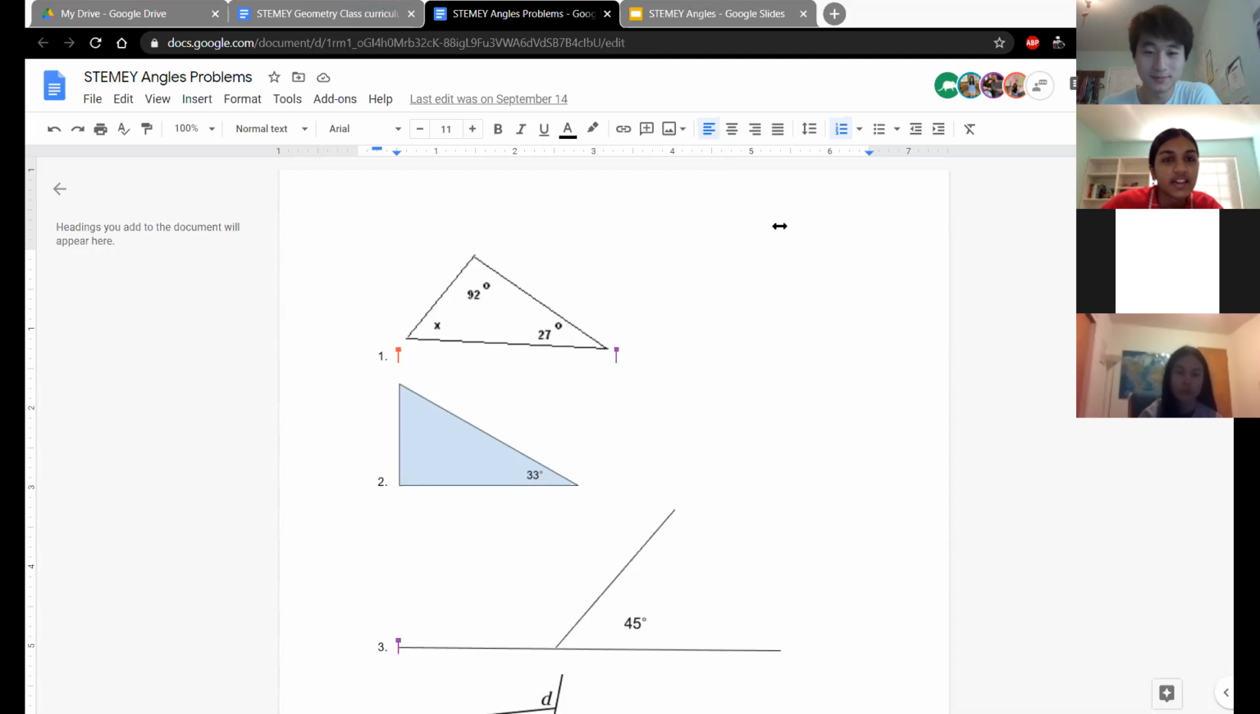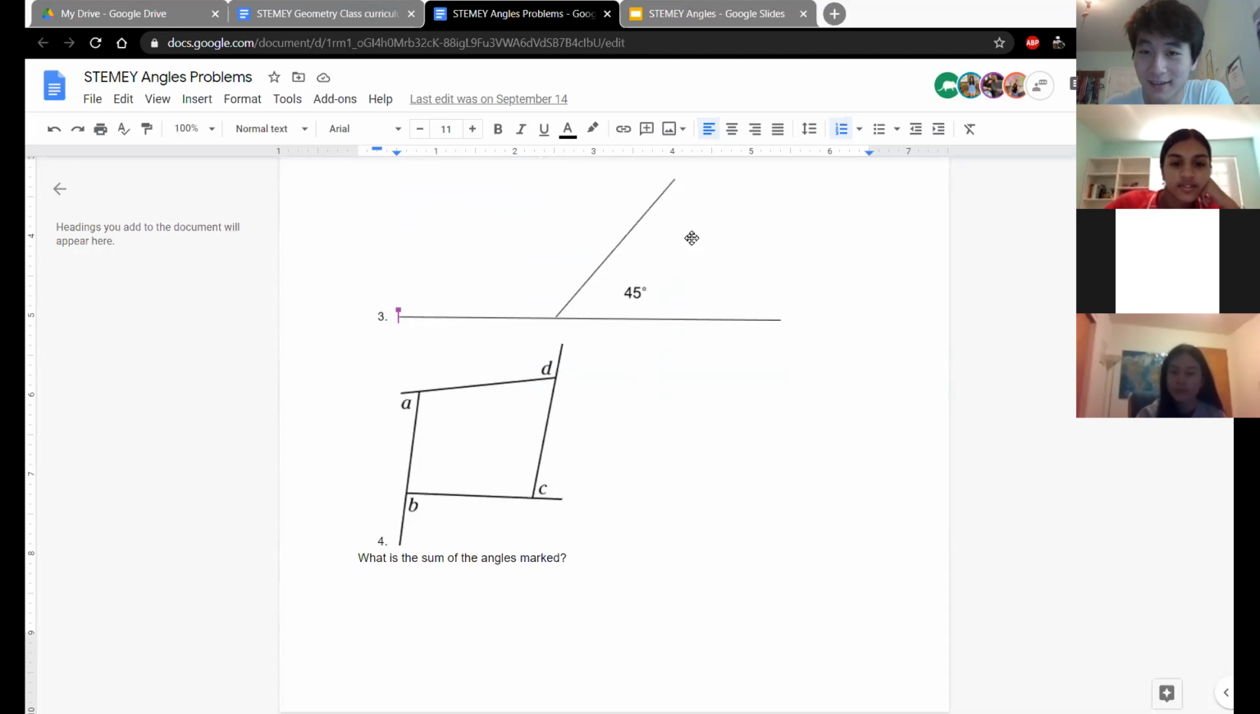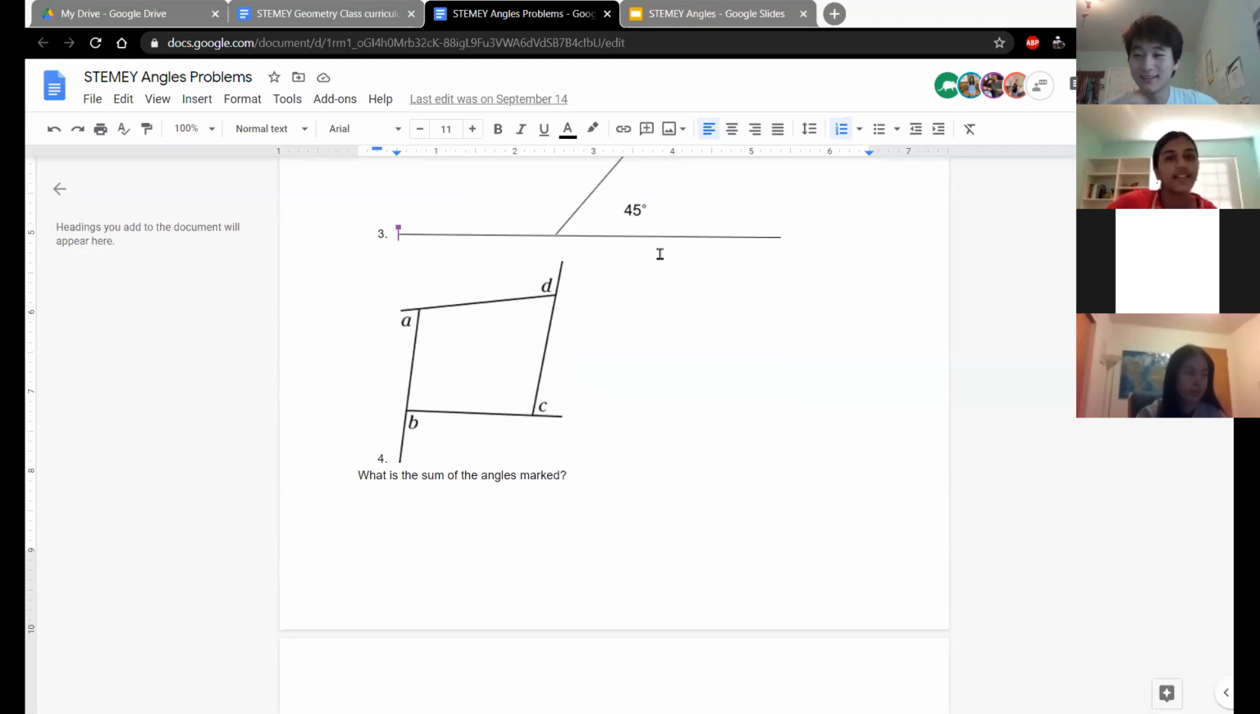Okay, good job. You guys really got it. Same thing, there's 180 degrees in a triangle. That looks like a right angle, and then you could just go from there. Okay, now number 3. Nice. I think we might have to do whiteboard problems now. You guys are ripping through these, you're doing really well. Okay, so what is the sum of the angles marked?